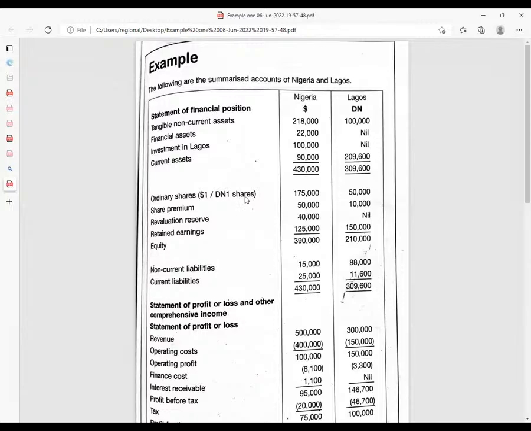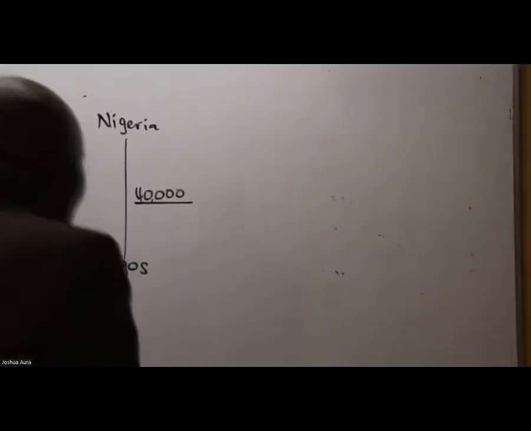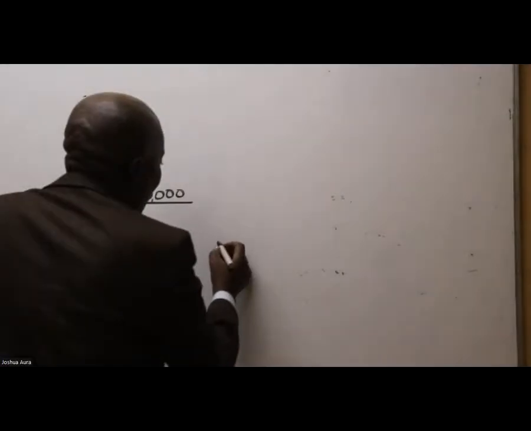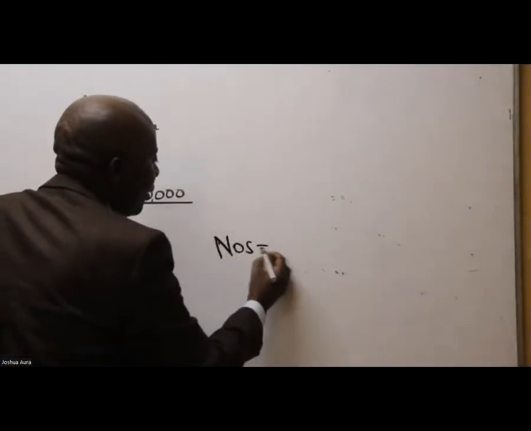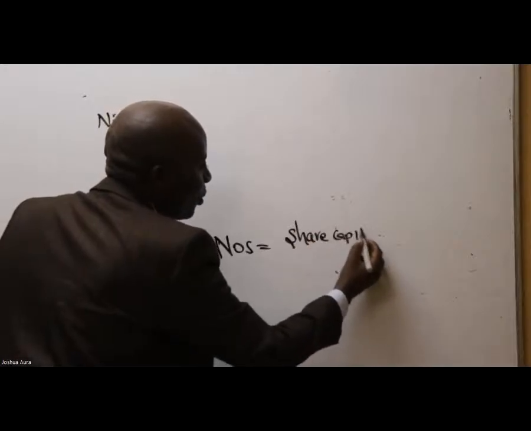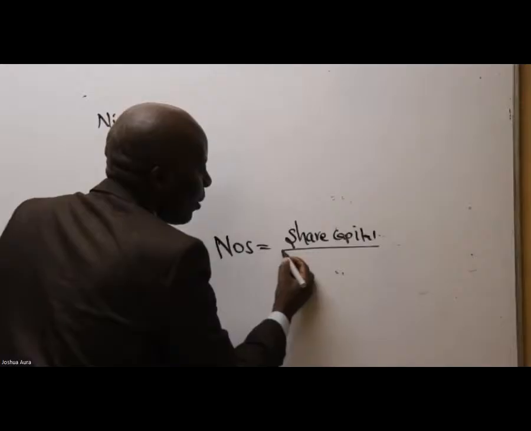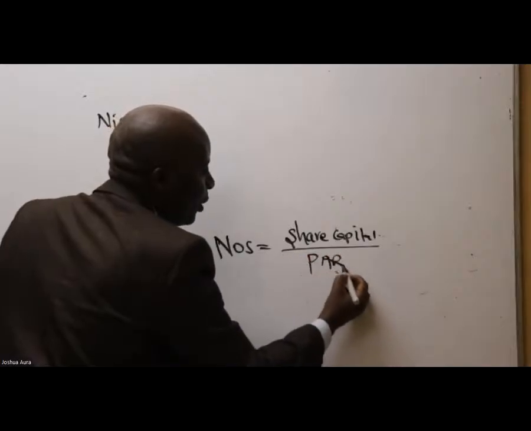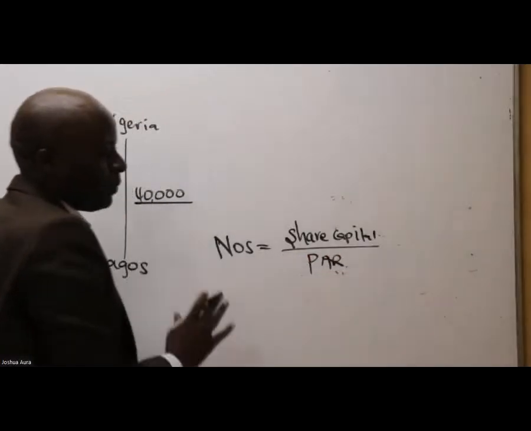You divide by the par value. Anytime you want to get the number of ordinary shares, my good students, listen: you always take the share capital given, and then you divide this by what here, somebody? By the par value given there by the side. You divide by the par value.